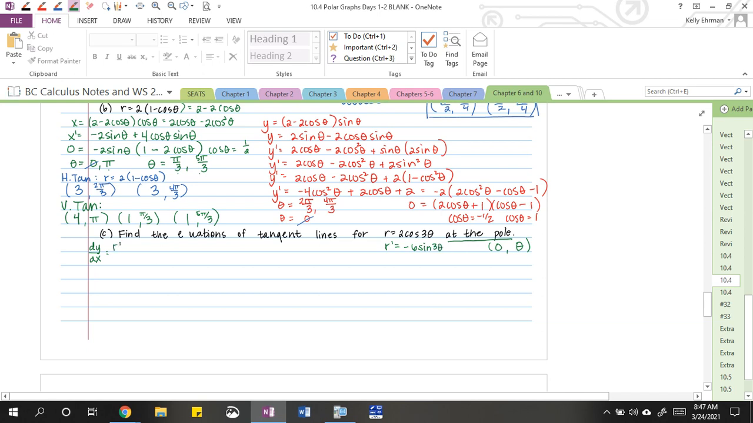Now the formula is r prime sine theta plus r cosine theta over r prime cosine theta minus r sine theta. Okay, so r prime times sine is going to be negative 6 sine 3 theta just times sine theta. So that's not a sine squared or anything because their angles are different. Plus r is 2 cosine 3 theta cosine theta.